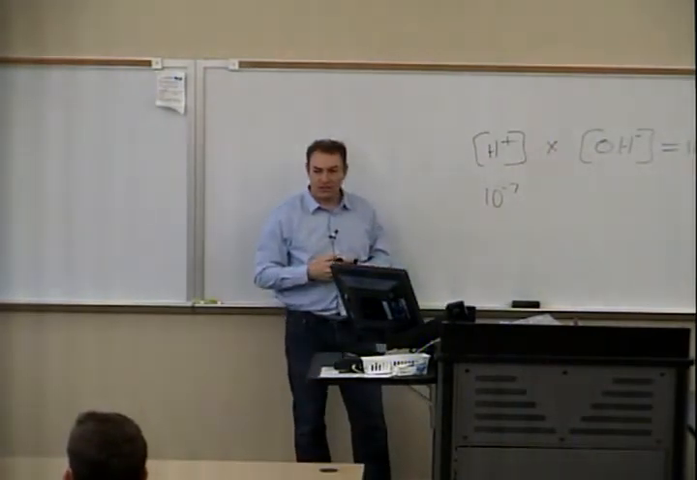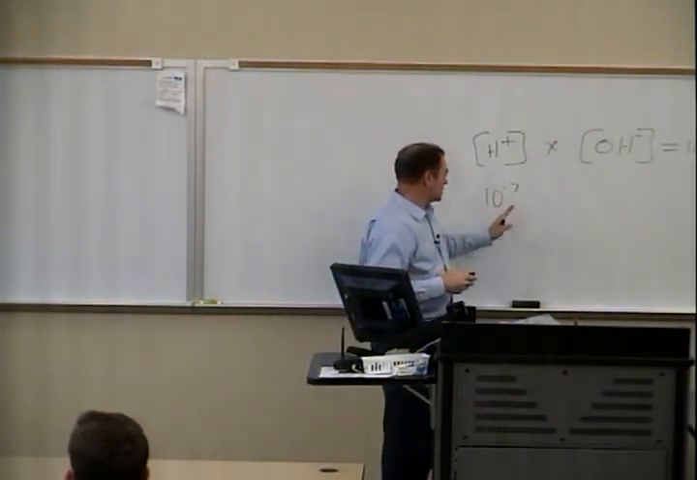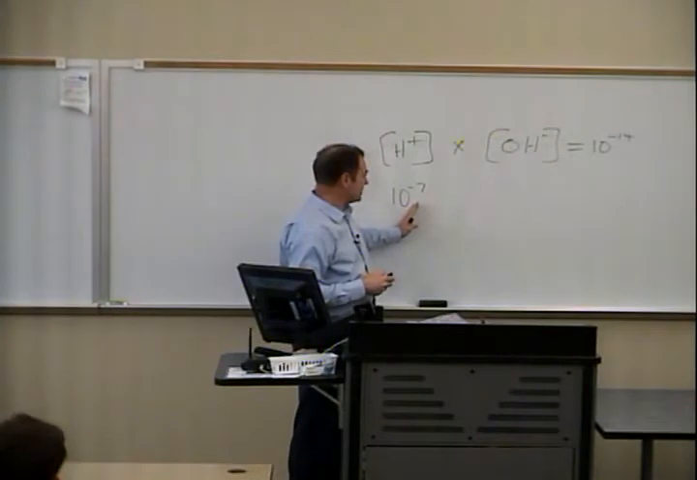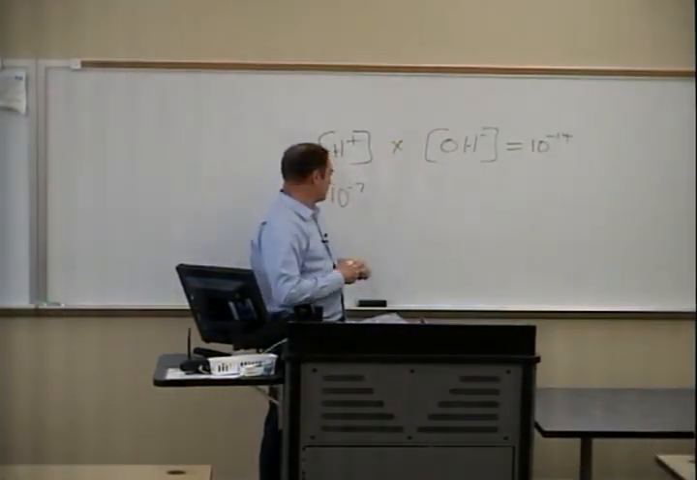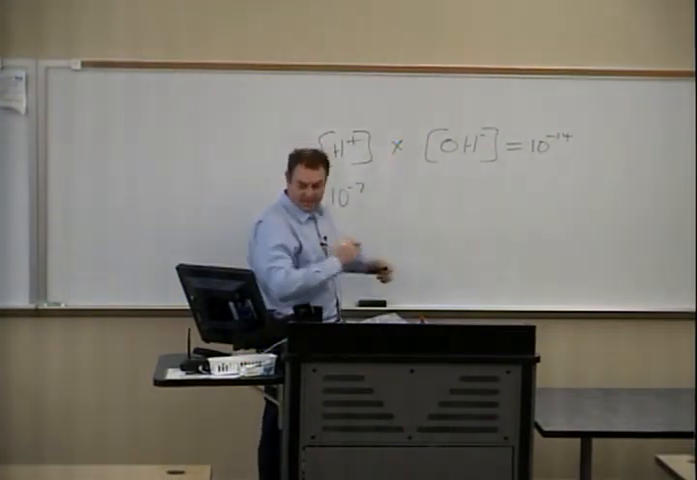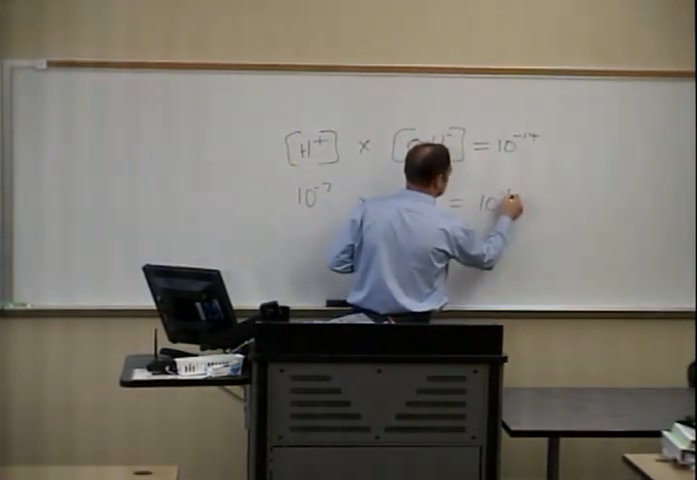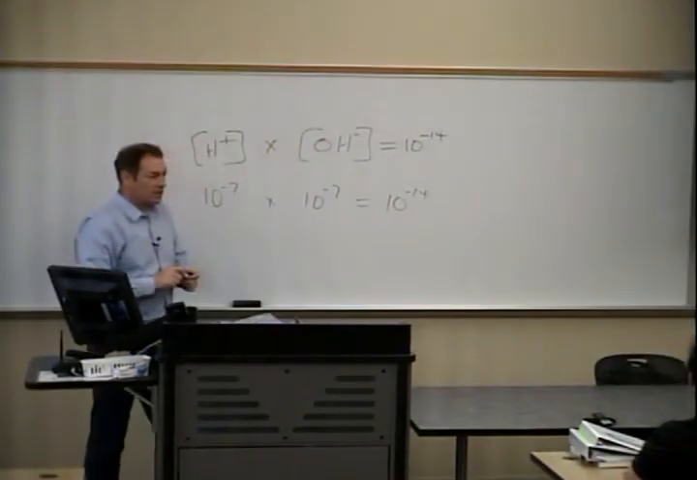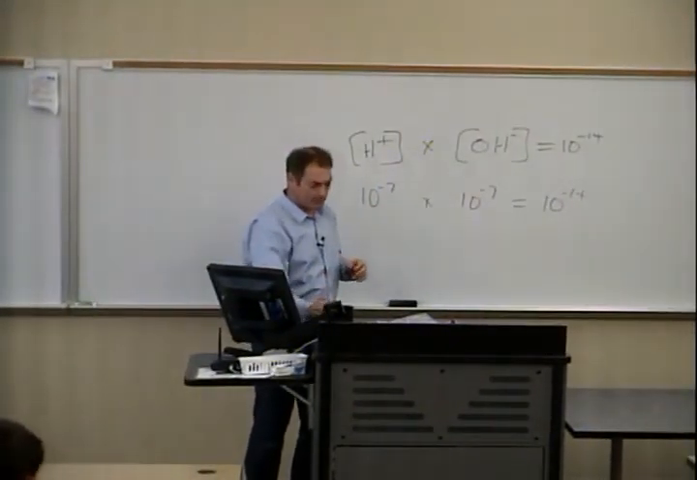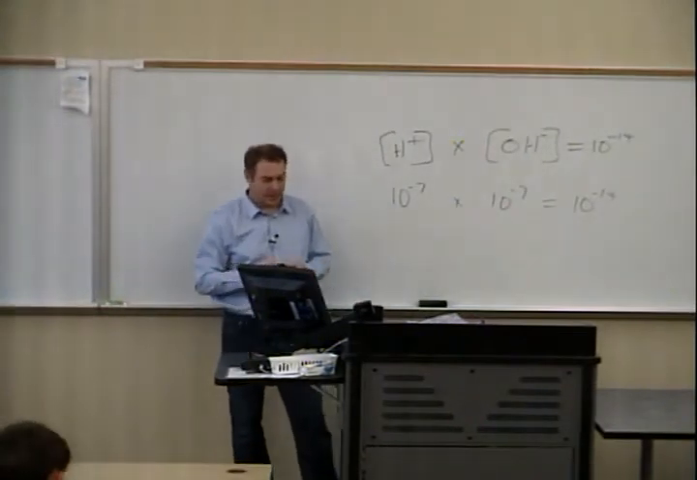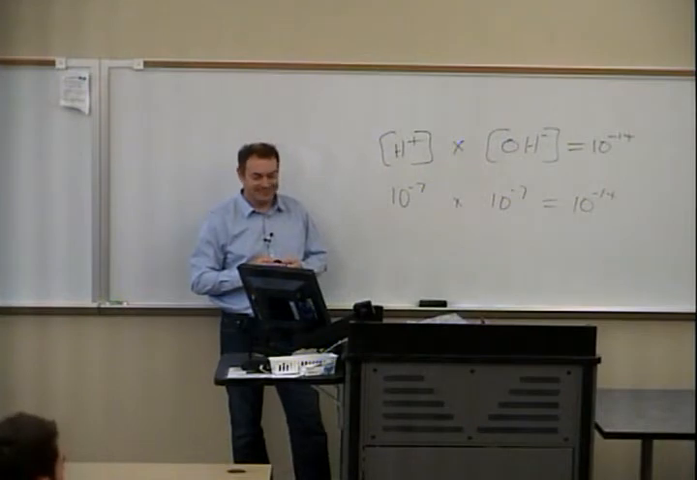Now, because that relationship is always true, if hydrogen ion concentration is 10 to the negative 7, what must the hydroxide ion concentration be? Good, 10 to the negative 7. And that must equal, and it does, 10 to the negative 14. All right, good. So if you know one, you can always figure out the concentration of the other. Okay? That's cool. You like that?